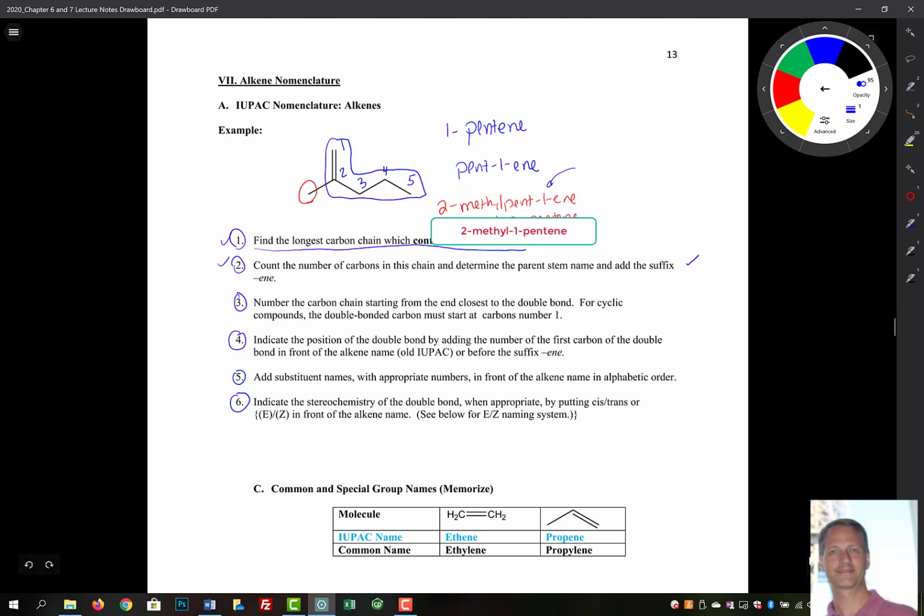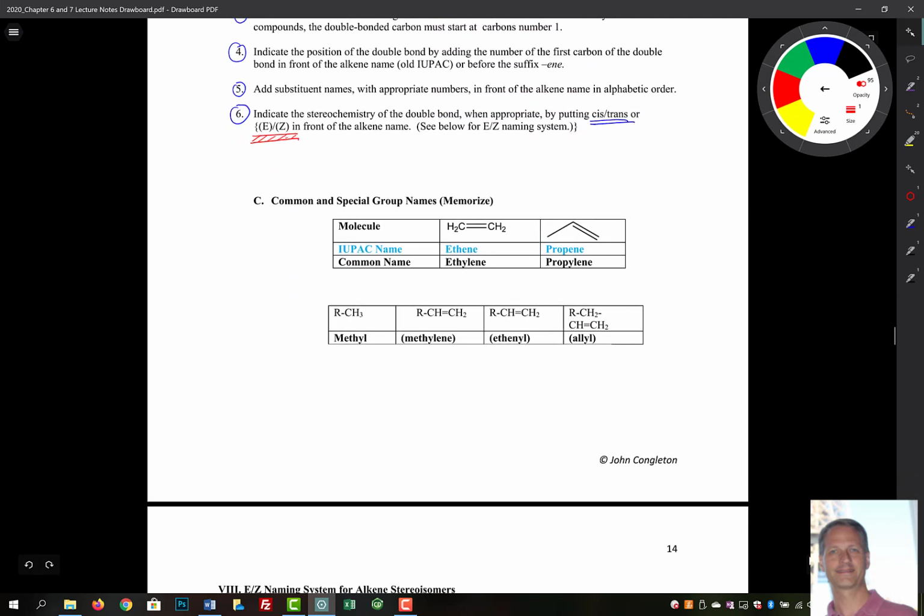And you remember before talking about cis and trans. And what we need to learn in a minute is this EZ system. So sometimes cis and trans is not applicable even though we have geometric isomerism. So we'll talk about that down below. There are some special groups that we need to memorize.